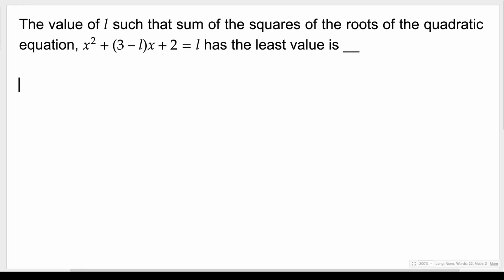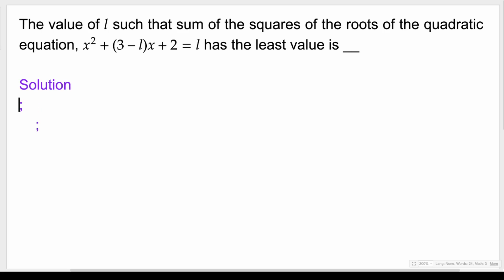Given this problem statement, find the value of L such that the sum of the squares of the roots of the quadratic equation x² + (3 − L)x + 2 = L has the least value. So the value of L is what we need to compute here, based on the constraint.